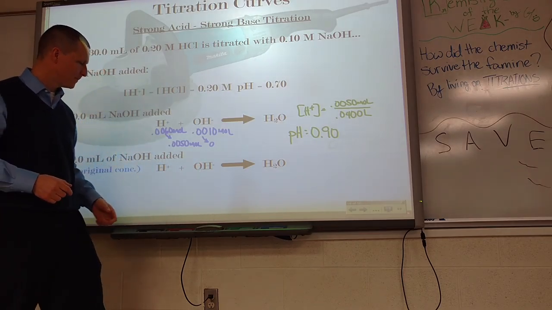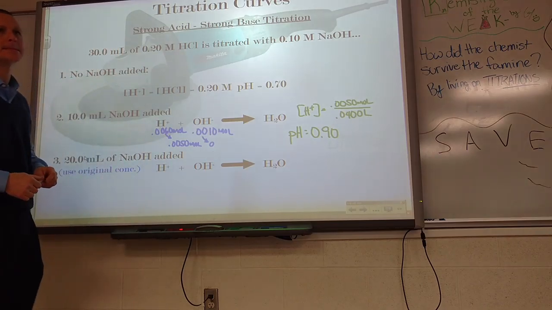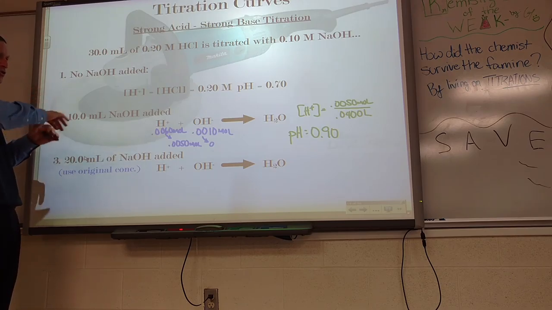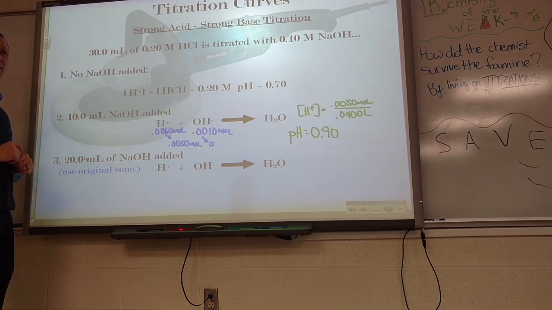How come it goes like 1, 1.2, 1.4, 1.5, and then 7, and then 12? That's why you have that drastic pH change. So does that not happen with buffers? Correct, it doesn't. You're going to get a vertical region, but it's not going to be as drastic as with the strong.